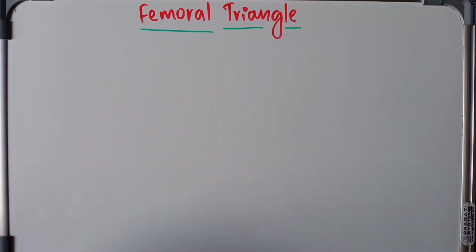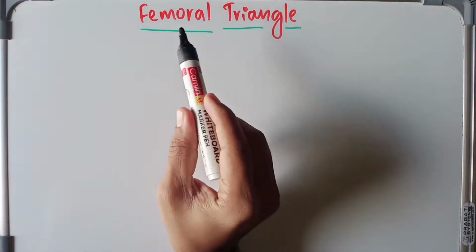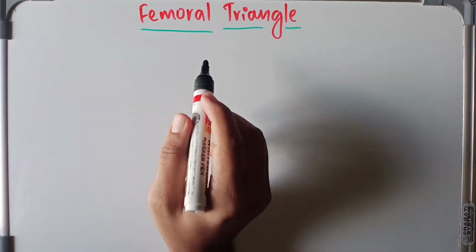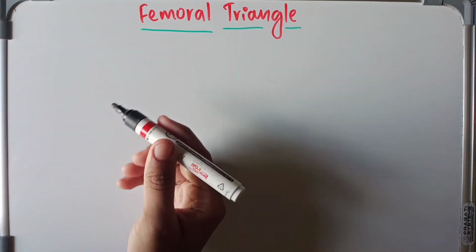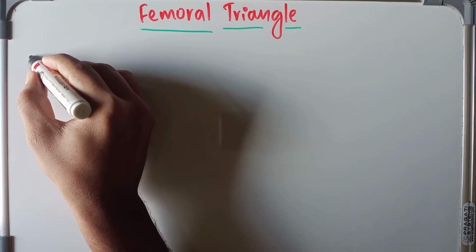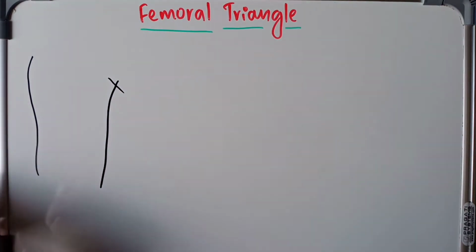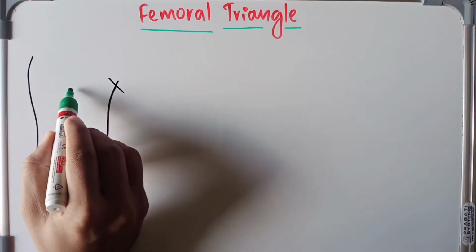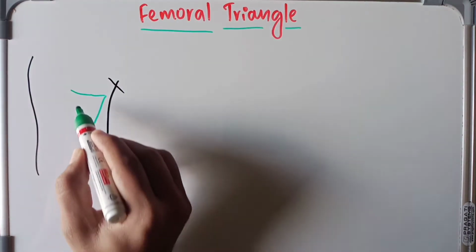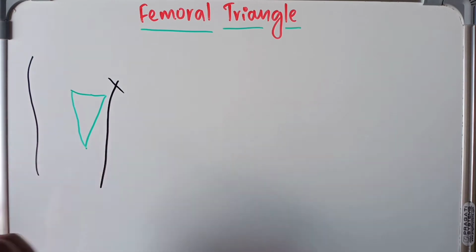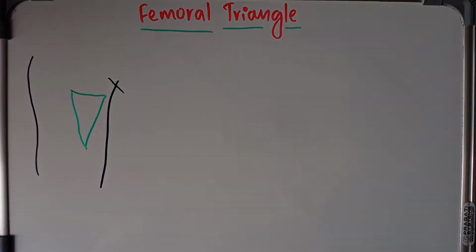So today we are going to learn about an interesting and a very important topic, that is the femoral triangle. It is a subfascial triangular space which is situated on the upper one third of the thigh. Suppose this is the thigh, and it is situated on the upper one third on the medial side of the thigh like this. This is the femoral triangle.